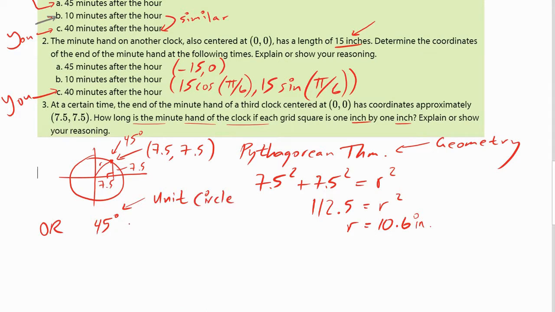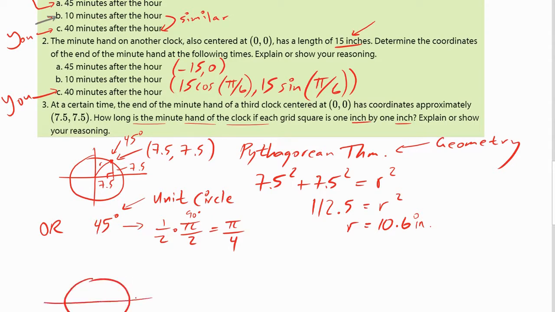45 degrees, which is half of 90, right? So half of 90 is just pi over 4. So 45 degrees is really just pi over 4. Now, on the unit circle, that would be 0.7. So let me show you guys here.